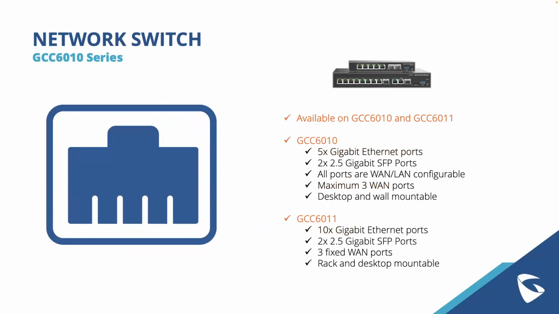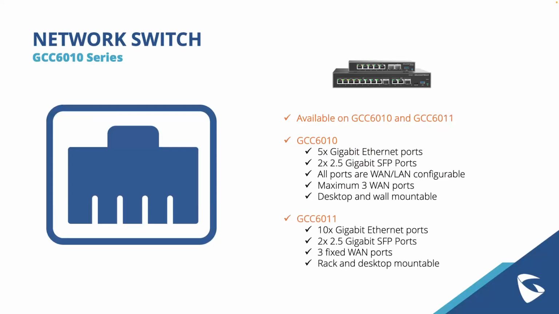So the network switch module is a little more straightforward. I'm not going to spend too much time here, but I do want to touch on a few things. Like I mentioned, with the 6010, you do get 5 gigabit Ethernet ports and 2.5 gigabit SFP ports. One thing to note here is that all of the ports on the GCC 6010 are going to be WAN or LAN configurable, but you have a maximum of 3 WAN ports. This model is also going to be desktop and wall mountable. It's just slightly too small to fit in a rack.